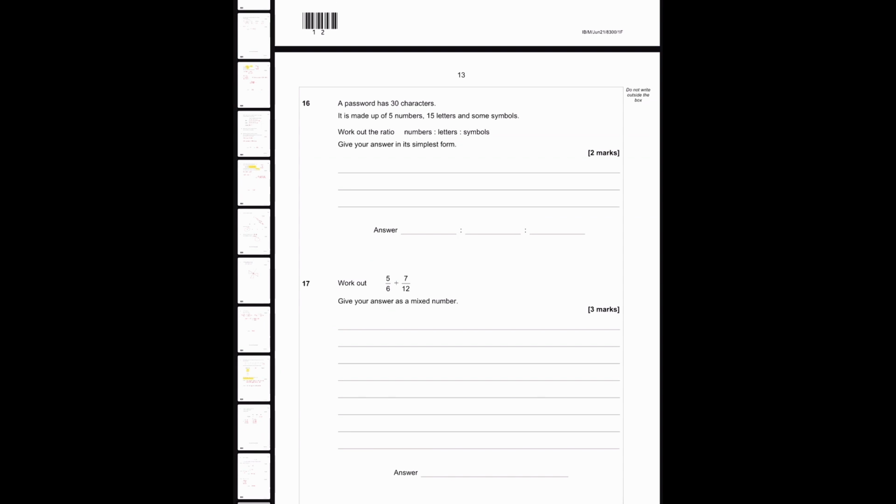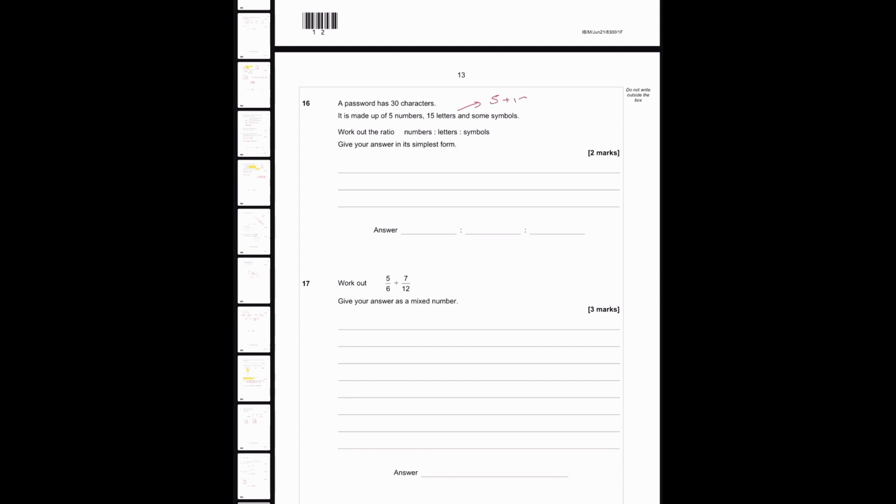Question 16 tells us that a password has 30 characters. It is made up of 5 numbers, 15 letters, and some symbols. Work out the ratio numbers to letters to symbols, giving your answer in its simplest form. The first problem we have here is that we do not know how many symbols we have, but we can work it out. We know we have 30 characters and that 5 are numbers and 15 are letters.